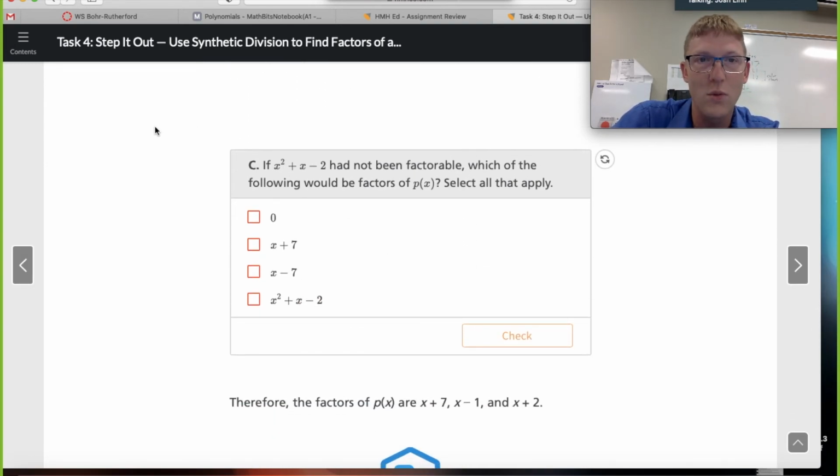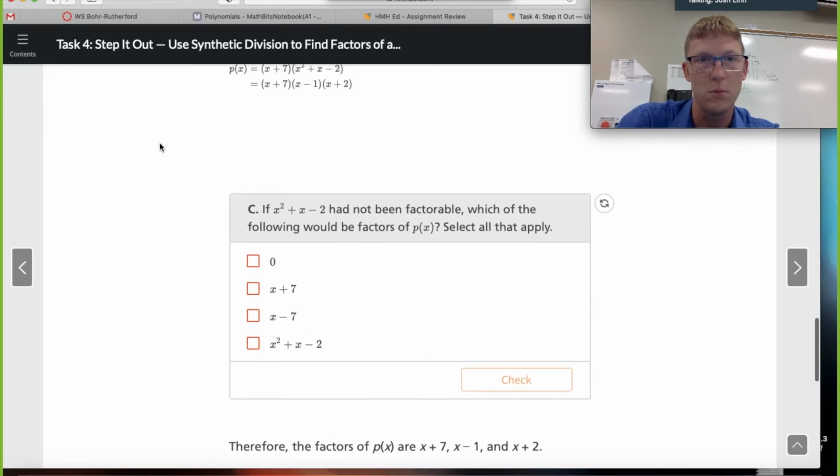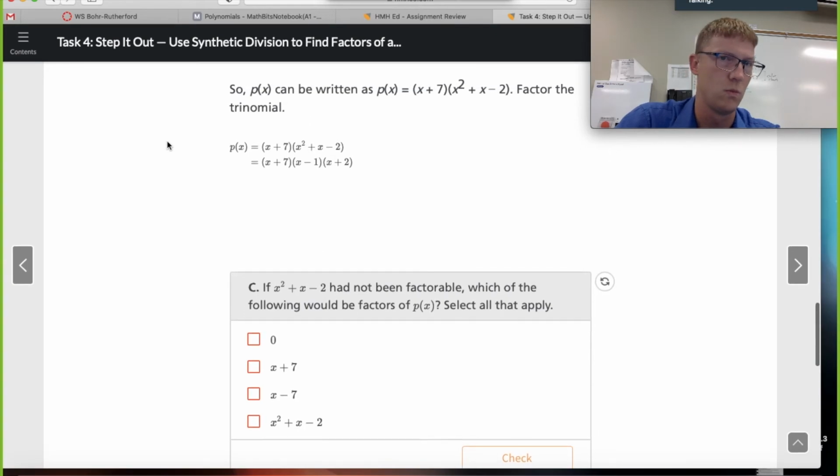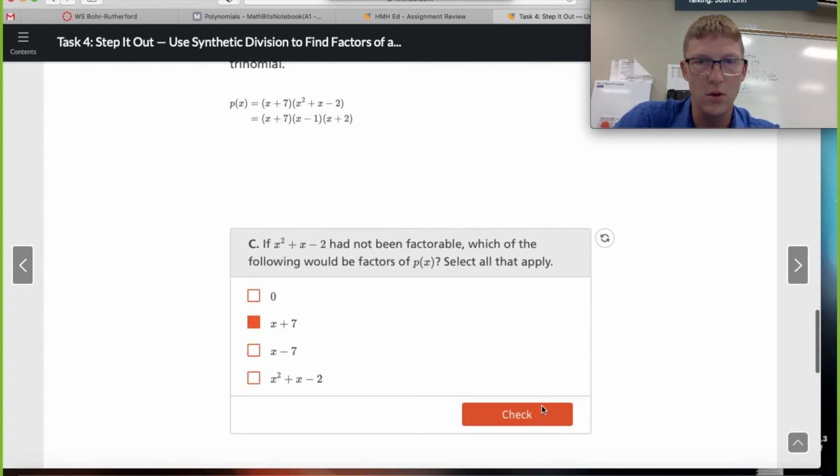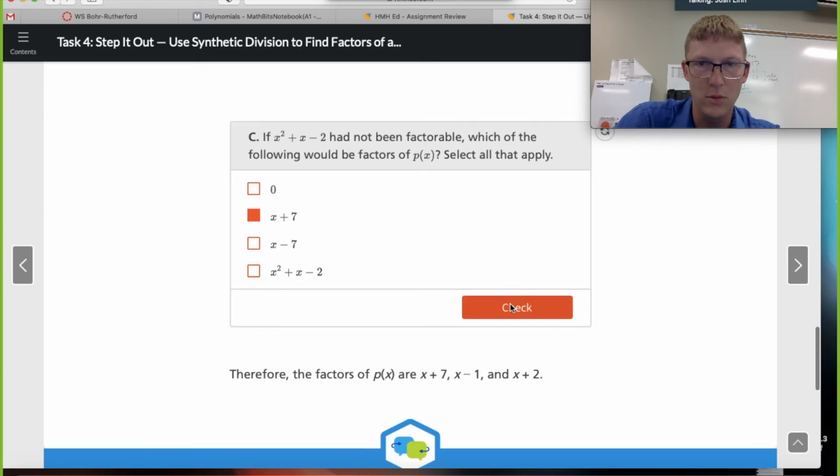So if x squared plus x minus 2 had not been factorable, which of the following would be factors of P of x? Select all that apply. I guess x plus 5. I'm sorry, x plus 7. That would be the only thing that it would be factorable by.